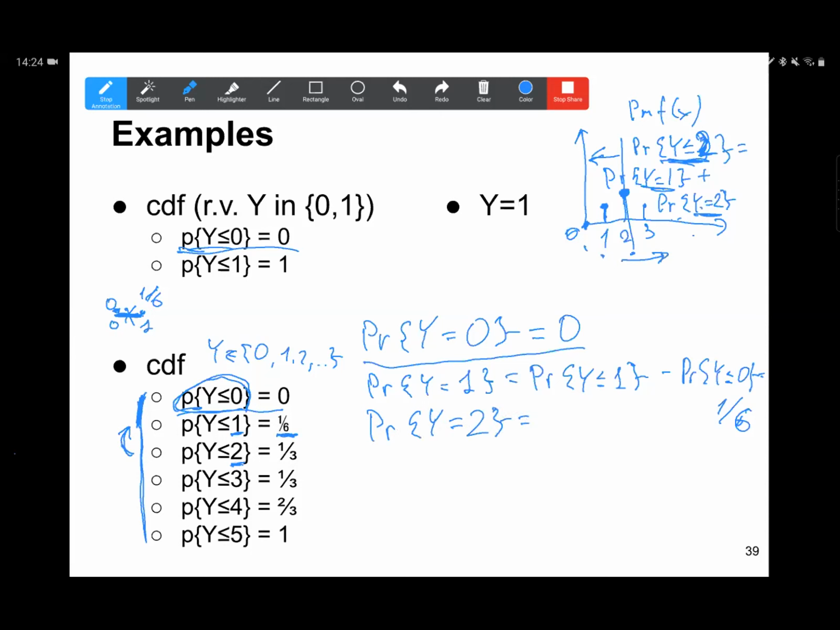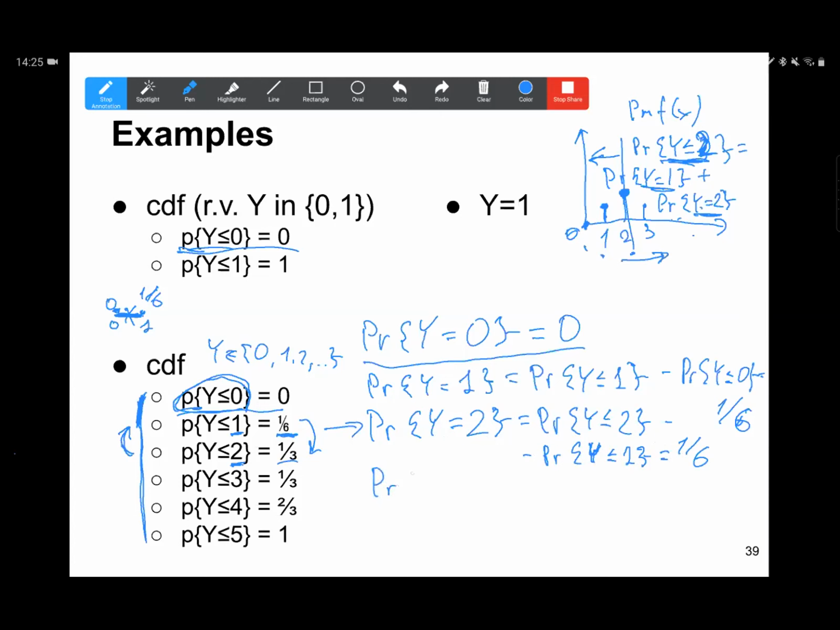And what is that mass that is concentrated at 2? Well, it's the probability of being at most 2 minus the probability of being at most 1. So the growth from this to this is exactly due to the probability of y being equal to 2. In this example, the probability of y being equal to 2 is 1/6, because that's the difference between 1/3 and 1/6.